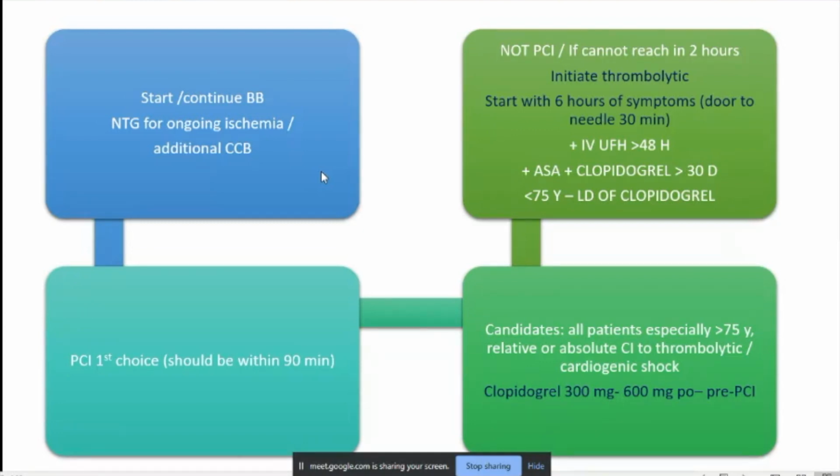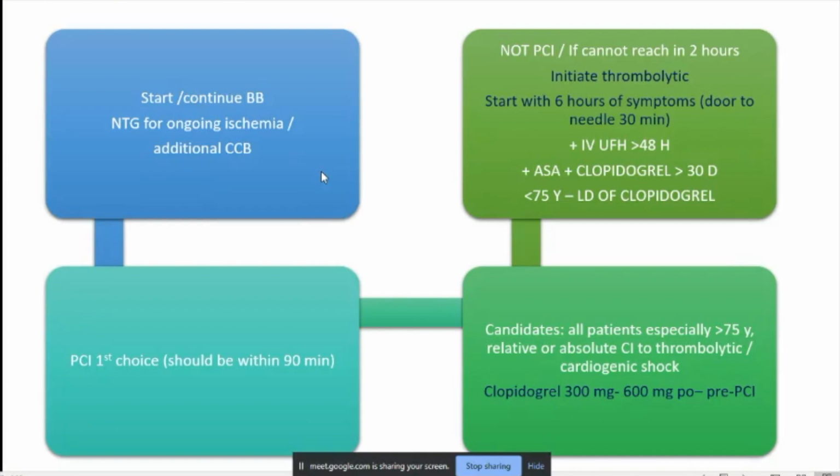So what does that mean? Pharmaco stands for pharmacological. So we start the patient on the drugs, then we do the invasive. So we give the thrombolytic first, then we send the patient to a facility, based upon the condition of the patient. We send the patient to a facility or hospital where he can get the PCI. So now let's have a look at how we start the pharmaco strategy first.